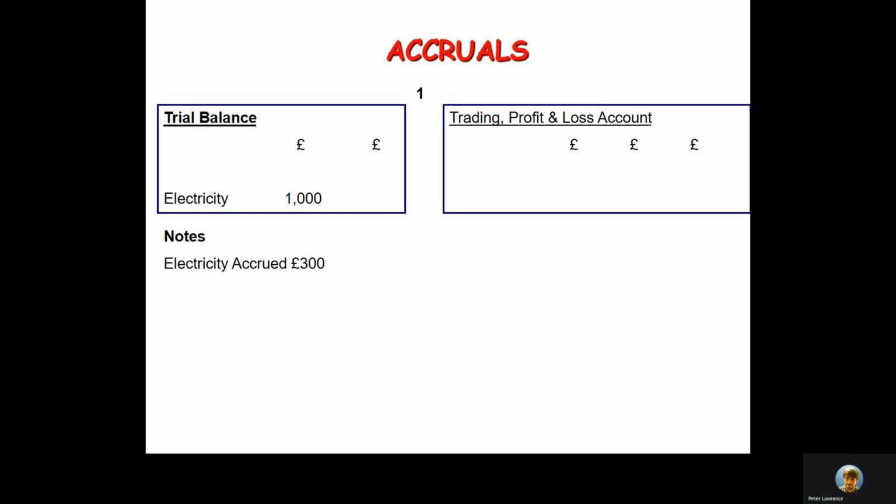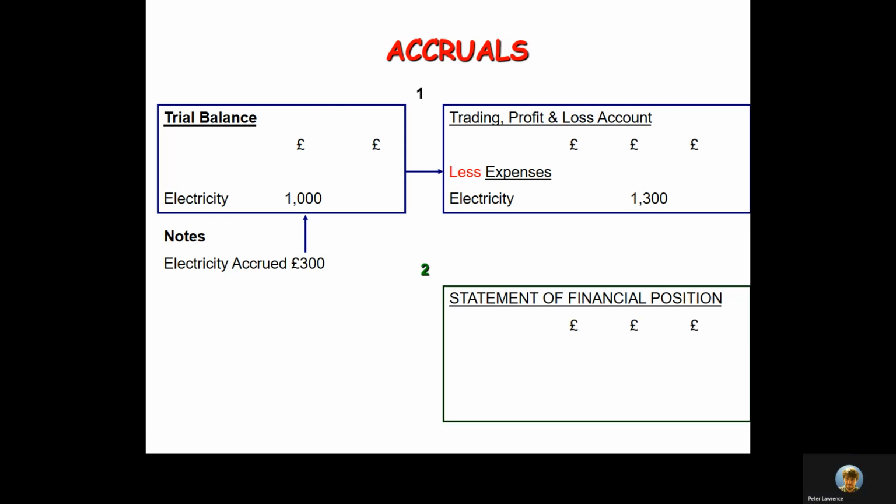Just to show you that. In our trial balance, we've got £1,000 for electricity on the debit, but we're told that there's an accrual of £300. The amount that goes on the profit and loss would be £1,300. The accrual adds to the expense. Also on the statement of financial position, we will create that current liability of £300 because we've still got to pay for something, and a liability is a debt, so we'll create a liability.